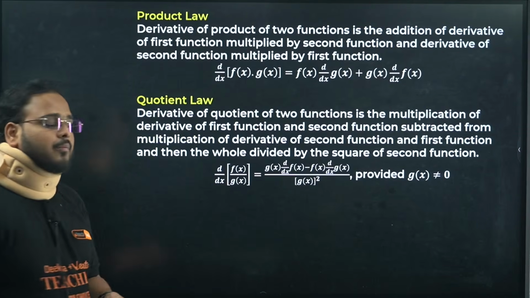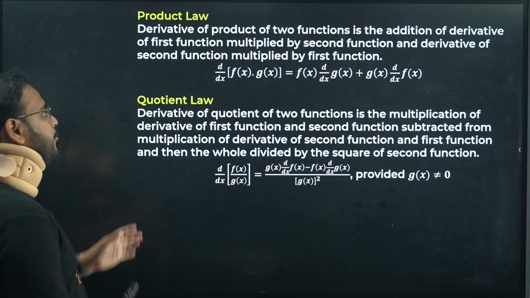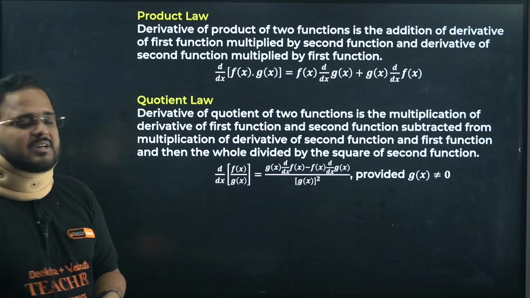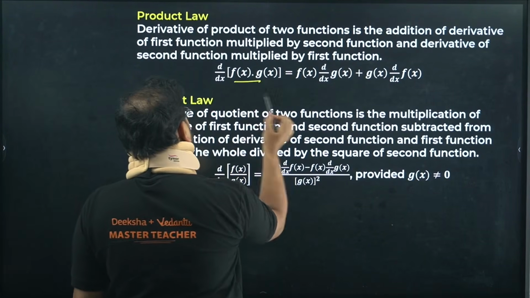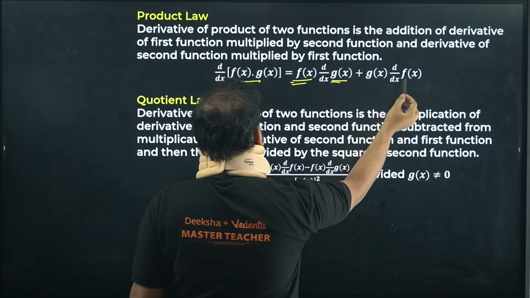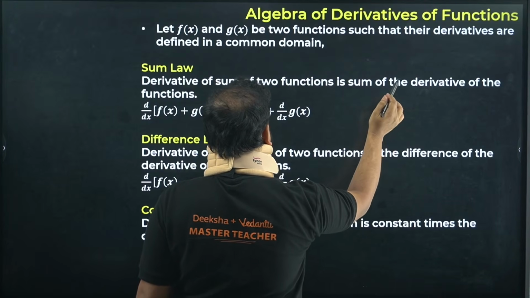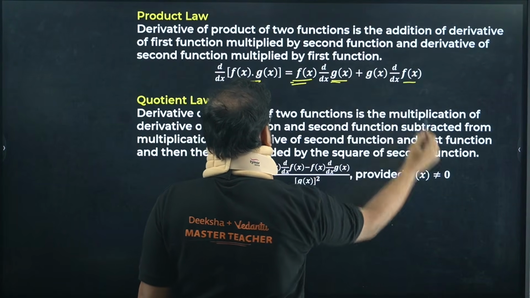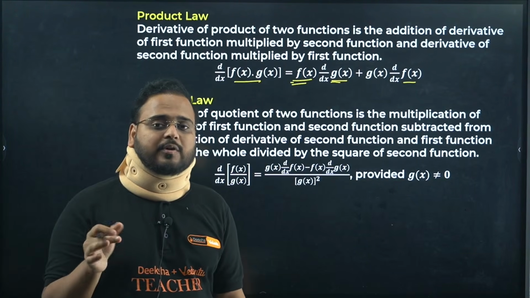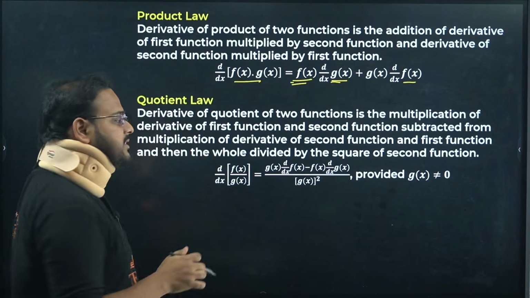Next, product law. The derivative of a product of two functions is the addition of the derivative of the first. Basically, if you have two functions f and g, you differentiate g keeping f as it is, and keeping g as it is, differentiate f. And of course, do not forget, the order is not important in the product law. In the quotient law, it's important.